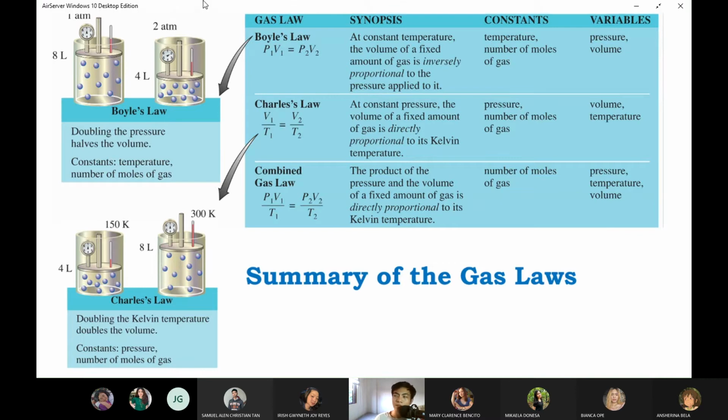And then pag pinagsama-sama natin yung tatlo, Boyle's, Charles, and Gay-Lussac, we get the combined gas law. So this is the relationship of all three variables of gases, pressure, volume, and temperature. Okay, so ito daw yung sila. Basically, pinagsama-sama mo lang yung tatlong equations.